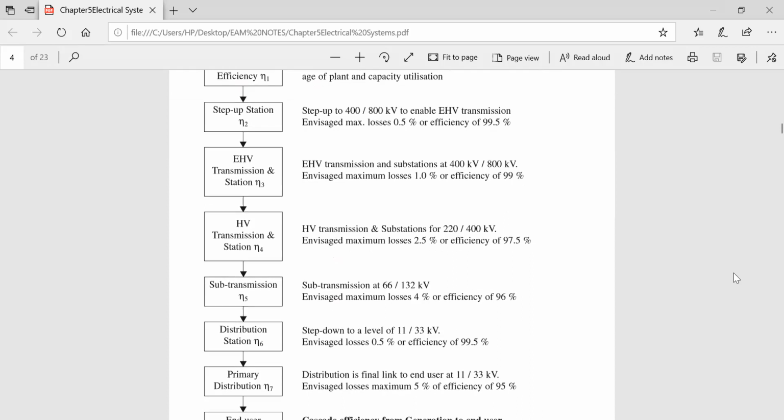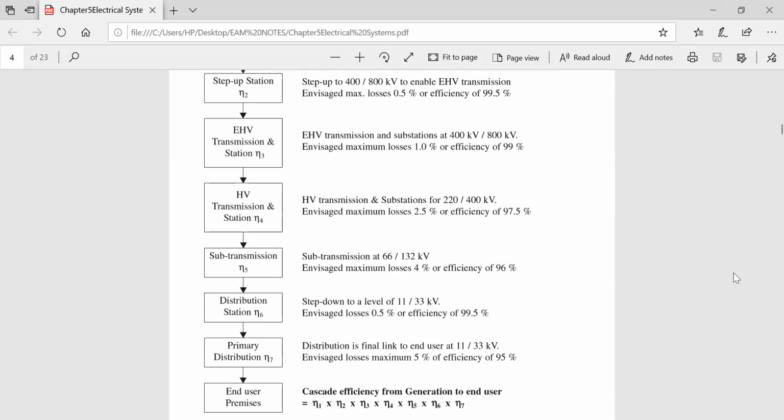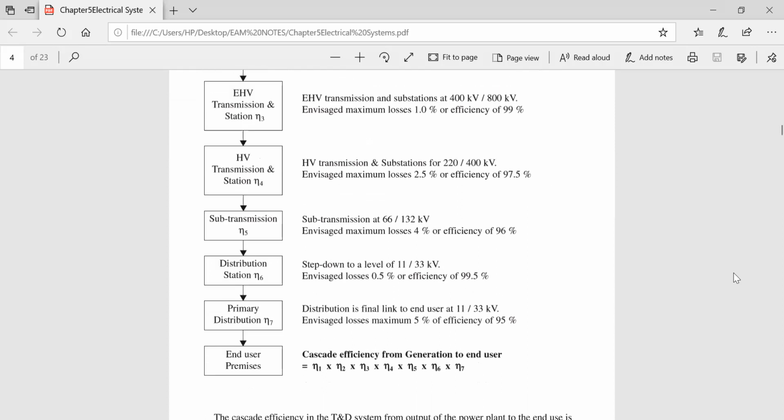efficiency of 96%. Then the distribution station, stepping down to the level of 11 to 33 kV. The loss is 0.5% or the efficiency 99.5%. Then primary distribution, 11 kV to 33 kV, with a maximum loss of 5% and efficiency of 95%. Then it will come to the end user.